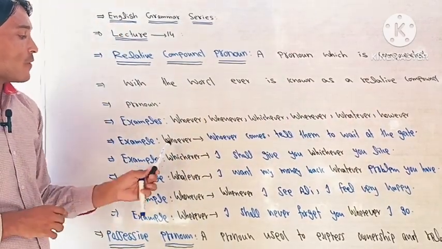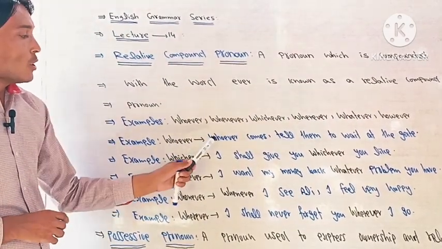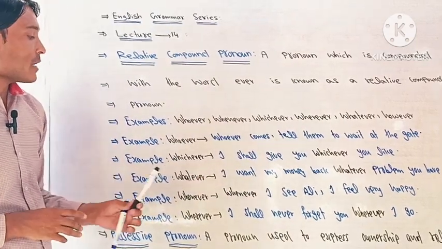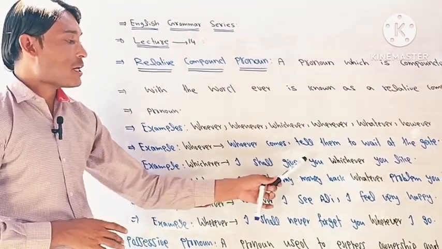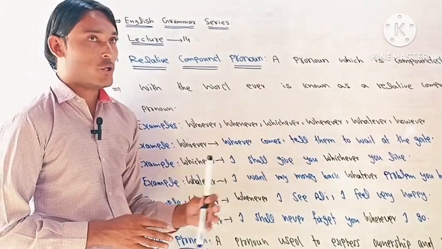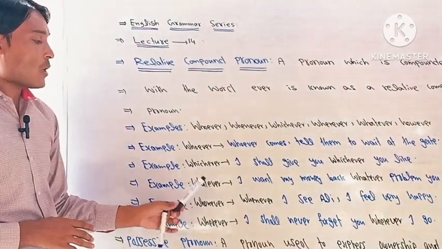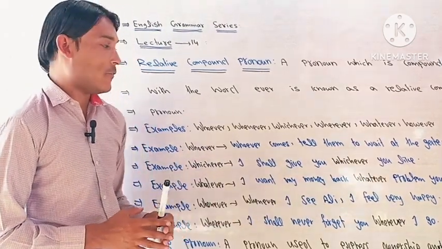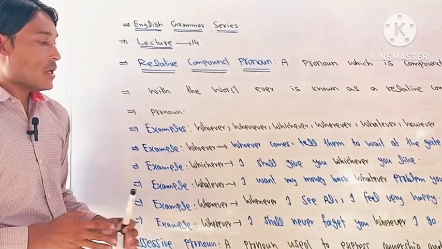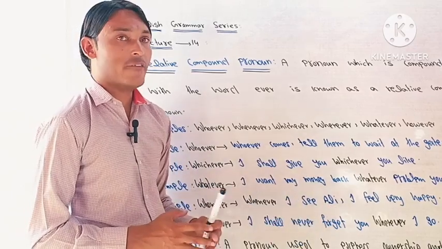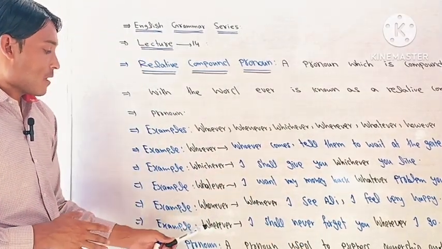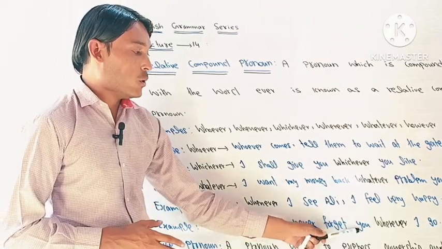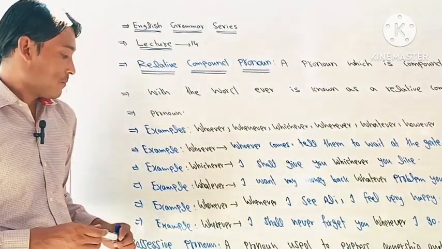Let's talk about examples. The first example is whoever. Whoever comes, tell them to wait at the gate. Second is whichever. I shall give you whichever you like. Next one is whatever. I want my money back, whatever problem you have. Whenever I see Ali, I feel very happy. Wherever I go, I shall never forget you.